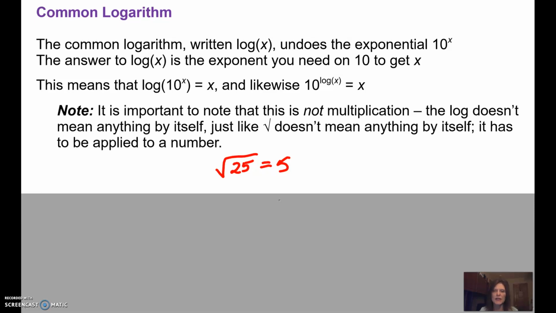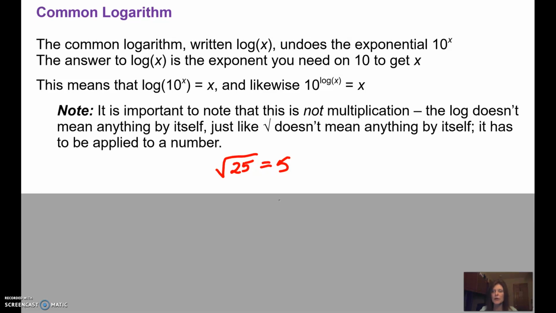Okay, we need to take a little break and do a little bit of algebra in order to figure out how to solve some of our exponential growth model problems. We want to take a look at something called the common logarithm. Now, the common logarithm is written log of something. I'm just going to call it x. What that does is it undoes the exponential 10 raised to the x.